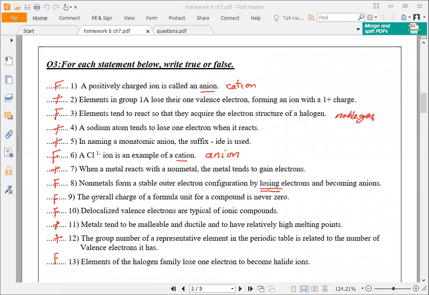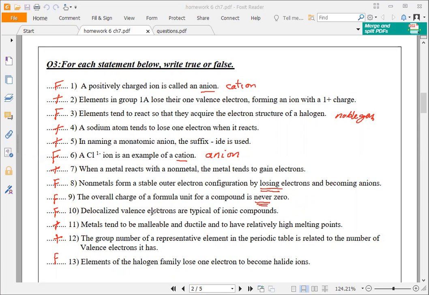Number 9. Abdullah Al-Mangoor. The overall charge of a formula unit for a compound is never 0. It's always 0. Never, always. Change it to make it true.